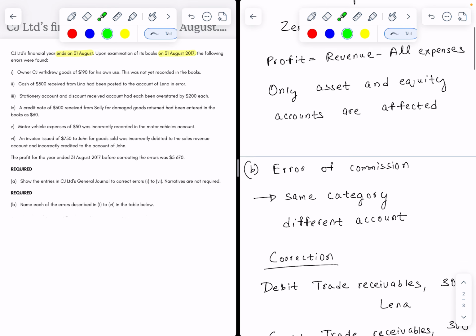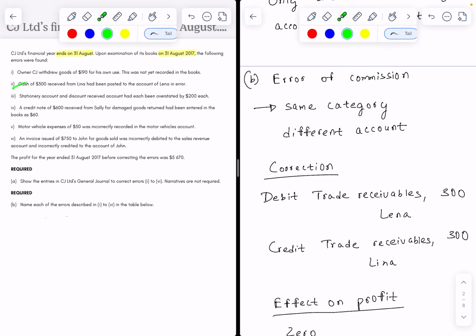Let's go to the second error. Cash of $300 received from Lena had been posted to the account of Lena in error. So here you can see that we have made a mistake in terms of recording the cash received in the correct account for the trade receivable. So therefore, we classify this as an error of commission where the same category is involved, but we record it in a different account. Now, the same category we are talking about is the accounts of trade receivable, who are the credit customers of the business.